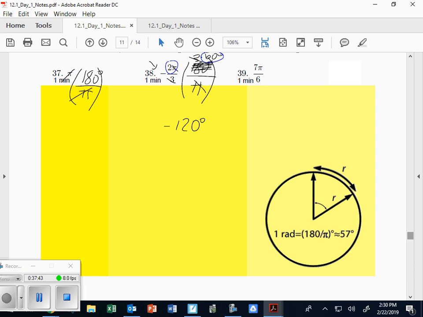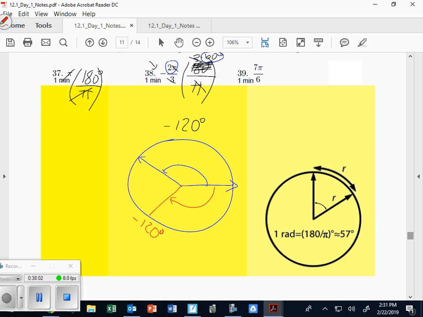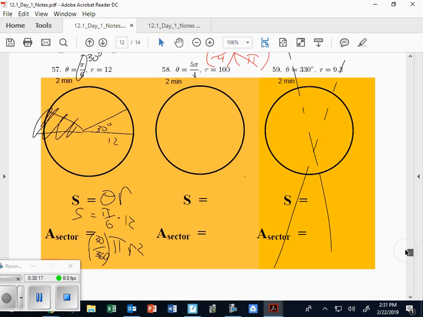Negative 120 is different than regular 120. Let's make sure you get that. Here's where regular 120 would be. It's like 90 degrees plus a little more. Here's where negative 120 is, that way. That's where positive 120 is. They go different directions. That's the positive direction. That's the negative direction. Okay, enough of that. Let's move on down to these problems.